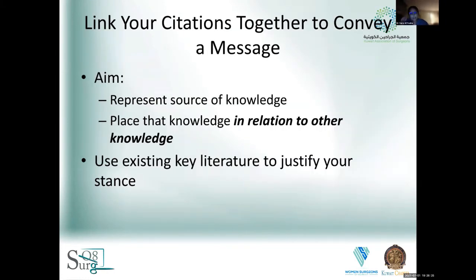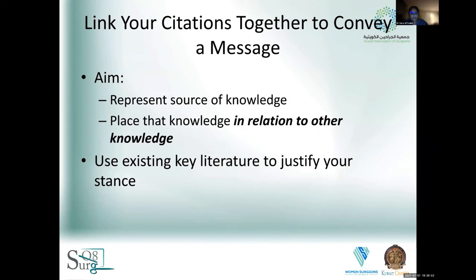Once you link your citations together, make sure they convey a message. Don't just, again, put random articles in your introduction. The whole point of your citation is to represent your source of knowledge. What I've seen some people do is, in the first paragraph, they make 3 statements and they don't reference them, and they say it very factually. You can't do that. Every sentence in your article has to have a reference.